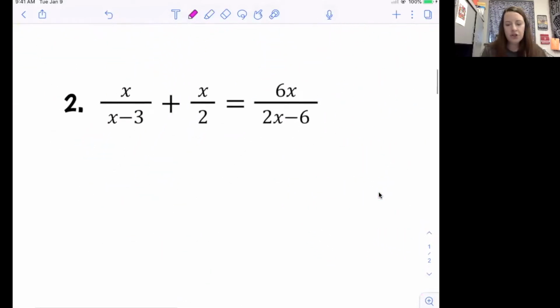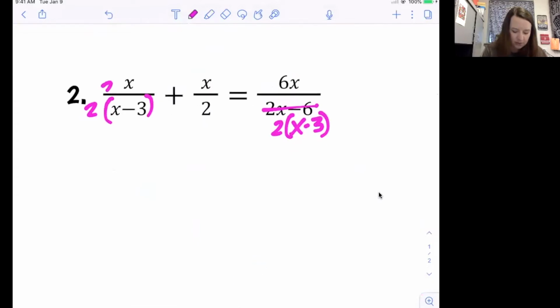Okay, looking at number 2, I see that this denominator over here can be factored as 2 times x minus 3. So it looks like that 2's and x minus 3's are the only factors that we have in our denominator. So this denominator is missing a 2. We're going to multiply top and bottom by 2. This one's missing x minus 3. And then that last one has both factors.